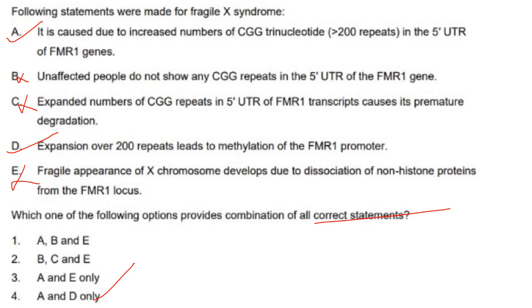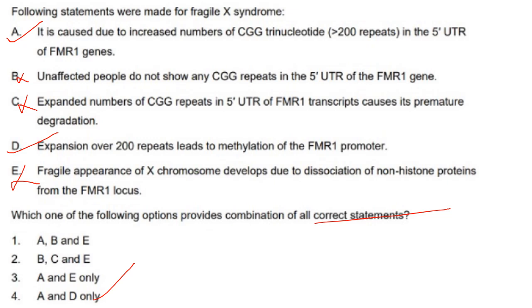There is methylation of the CGG repeat expansion and FMR1 promoter, leading to silencing of the FMR1 gene, and it results in lack of product formation. Then for D, expansion over 200 repeats leads to methylation of the FMR1 promoter. That is correct. The fragile appearance of the X chromosome is developed due to dissociation of non-histone proteins from the FMR1 locus. That is also not correct.